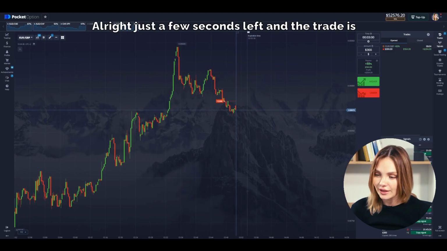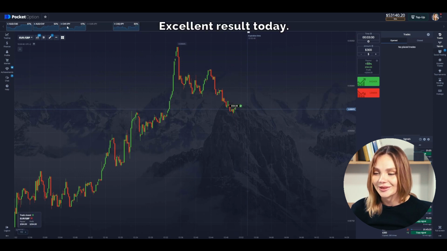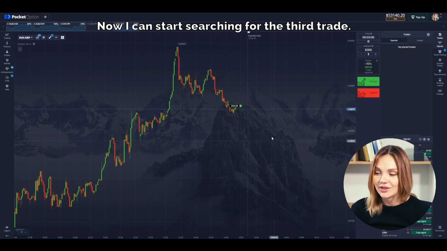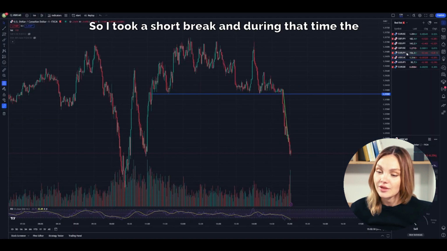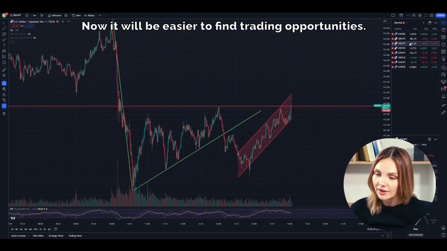Alright, just a few seconds left and the trade is closing with a confident profit. Excellent result today. Now I can start searching for the third trade. So I took a short break and during that time the market has refreshed a bit. Now it will be easier to find trading opportunities.